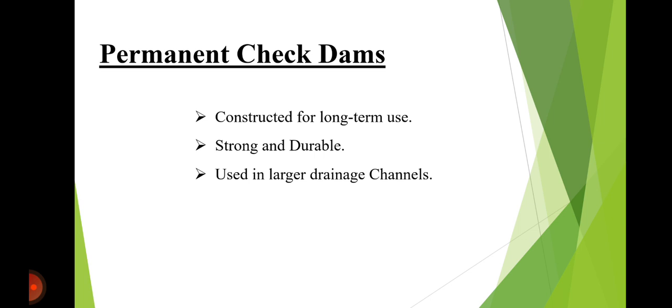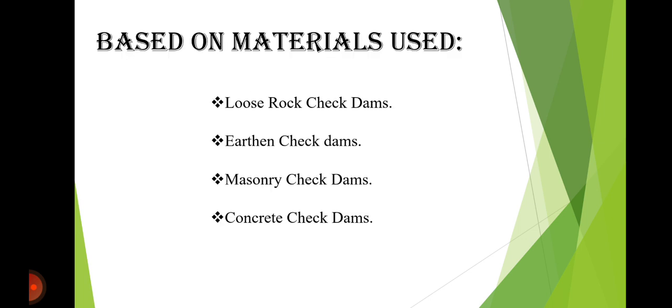These are designed for long-term gully and erosion control and are constructed using stronger materials. So the examples are masonry check dam, gabion check dam, concrete check dam, and the features are it is very strong and very durable, suitable for higher runoff conditions, requires proper design, foundation and construction, provides long-term stabilization of gully bed and banks.